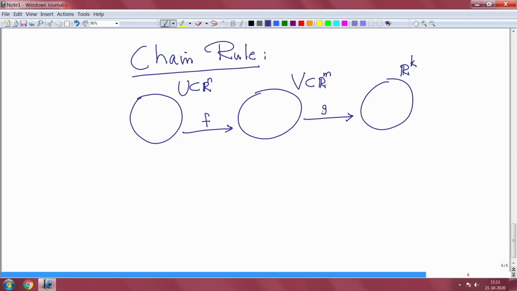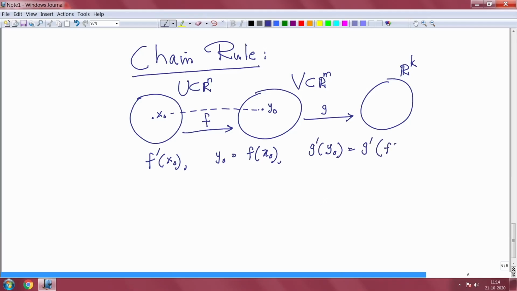So f is a map from U to Rm. Suppose x naught is a point here. You want to talk about f prime of x naught, and x naught goes to y naught. What is y naught? y naught is equal to f of x naught. So you can talk about g prime at y naught, which is nothing but g prime at f of x naught.